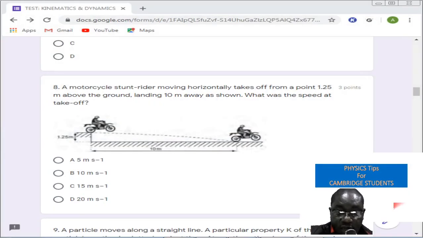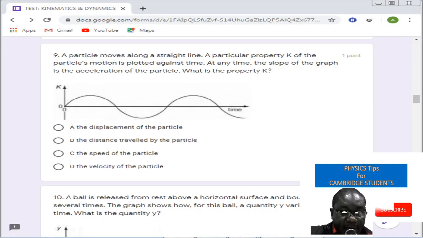Right. Moving on to the next question. Number 9. A particle moves along a straight line. A particular property k of the particle's motion is plotted against time. At any time, the slope of the gradient is the acceleration of the particle. What is the property k?